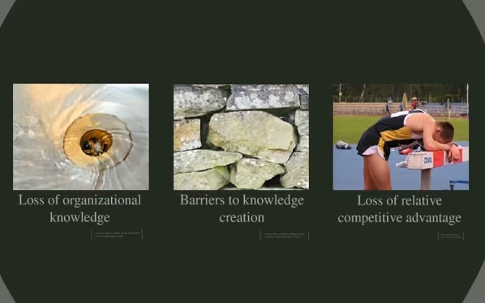Thinking from a knowledge perspective, there are three things that should be done. The first one is trying to avoid loss of organizational knowledge. The second one is dealing with barriers to knowledge creation. Lastly, there is the risk of losing relative competitive advantage. Lack of mentoring programs, no effort to foster collaboration in knowledge sharing, and industrial espionage are some examples of the challenges we face here.